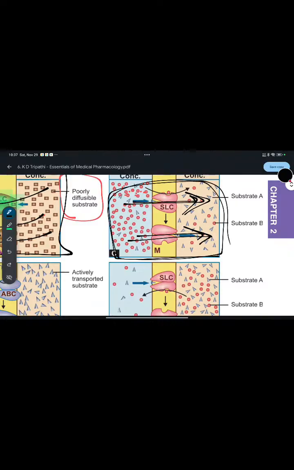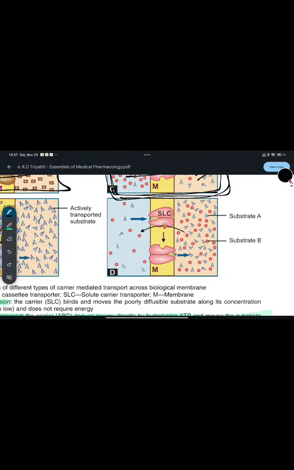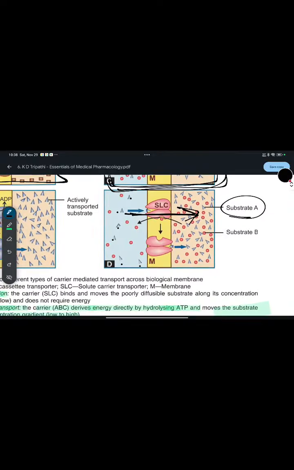So transport of different substances in the same direction is called symport, and the transport of different substances in opposite direction is called antiport. In the case of D, you will see small triangular substances, that is substrate A, from low concentration to high concentration, moving from left to right, whereas substrate B, that is red points, is moving from high concentration to low concentration.